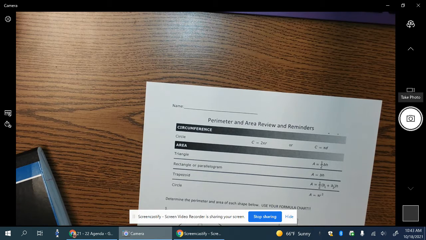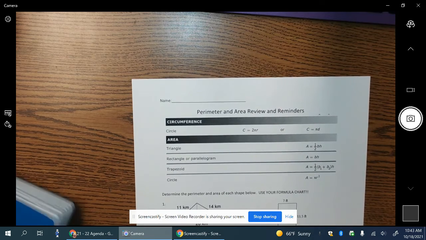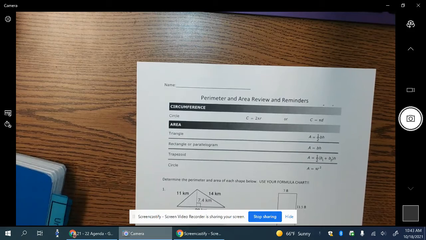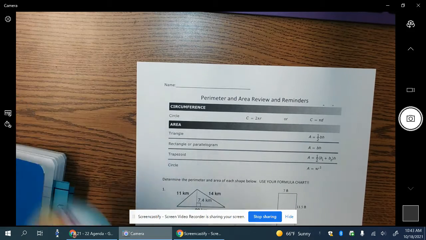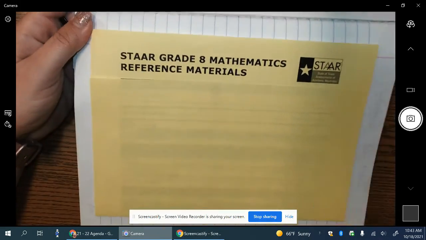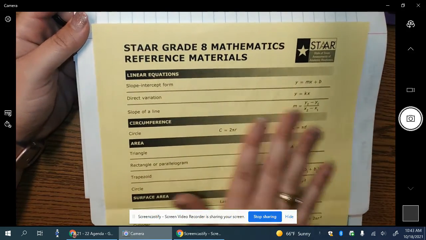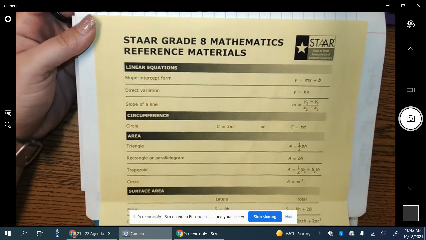You are looking at the white paper that you picked up when you came in. Perimeter and area review. This should not be new, okay? If you look at your journal, the very first thing we glued in was our formula chart. If you have lost yours, I do have some extras. If you weren't here with me in the beginning, I have extras.